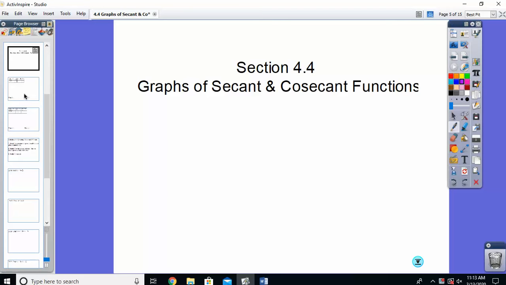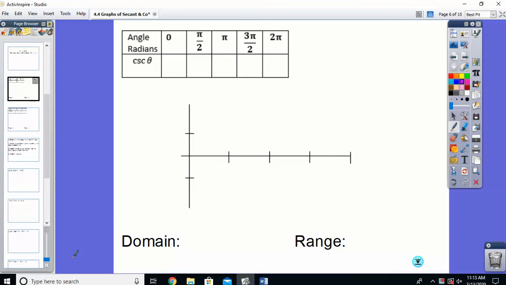We are going to graph these very similar to how we did sine and cosine. So the table that I have for cosecant, I put the 0, pi over 2, pi, 3 pi over 2, and 2 pi, just like we did with sine and cosine. We know cosecant is the reciprocal of sine.